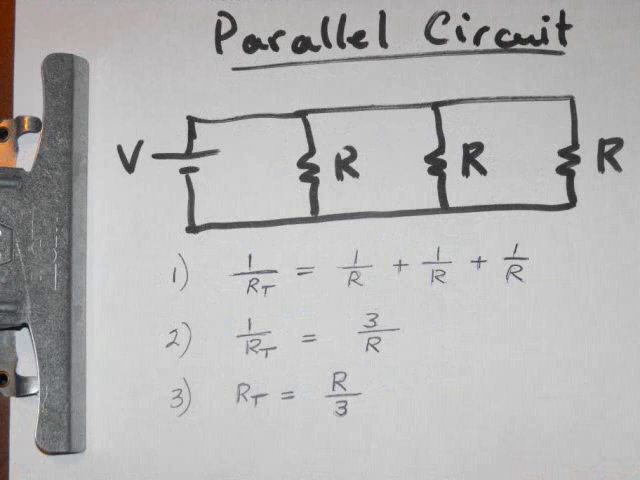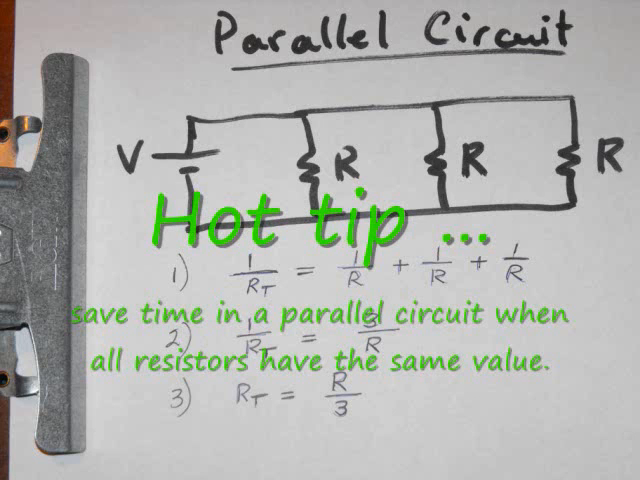Now you don't always need to do a major calculation to calculate the equivalent or the total resistance in a parallel circuit. Sometimes if the resistors are all the same value, then you can simply take the resistor value and divide by the number of resistors to come up with the equivalent resistor.